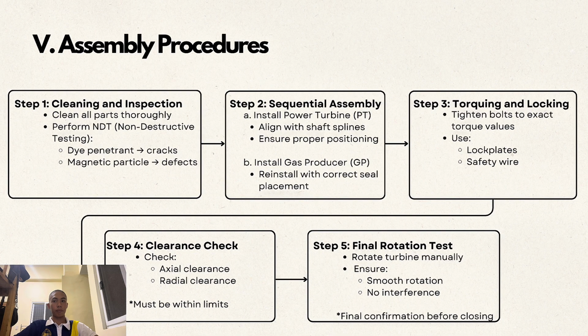Second, apply a light film of turbine oil to the seals. Third, position the GP turbine support in the assembly fixtures. We must ensure all the jets are clear and unobstructed, as lubrication at this stage is vital for the high RPM cooling of the GP rotors.